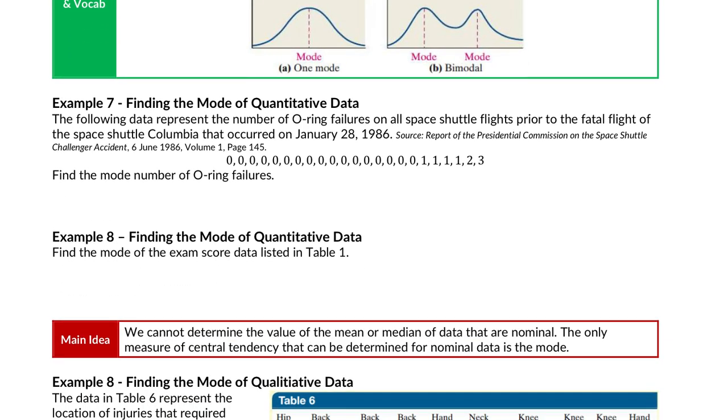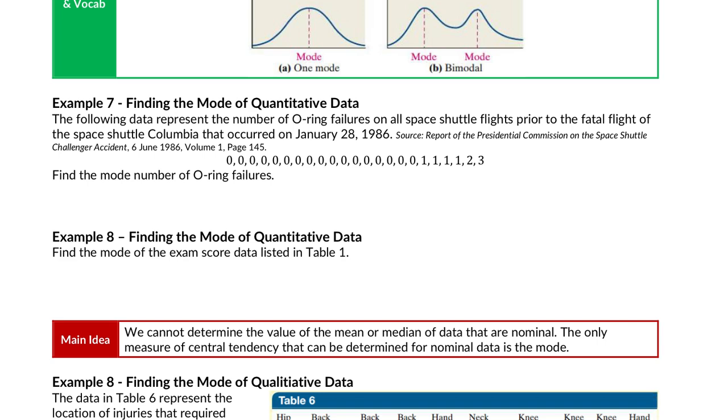It says the following data represents the number of O-ring failures on all space shuttle flights prior to the fatal flight of the Space Shuttle Columbia that occurred on January 28, 1986. So we have all of these numbers of O-ring failures from the different shuttle flights. Find the mode number of O-ring failures. I think it's pretty obvious here. What is the mode of this data?